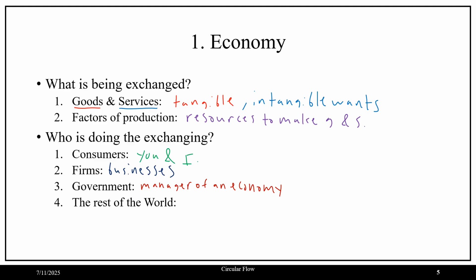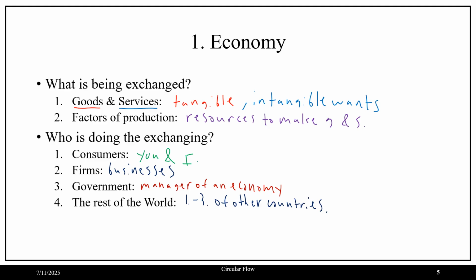And then lastly, we have the rest of the world. This agent type is a catch-all. This is going to be the consumers, firms, and governments of other countries. So 1 through 3 of other countries.